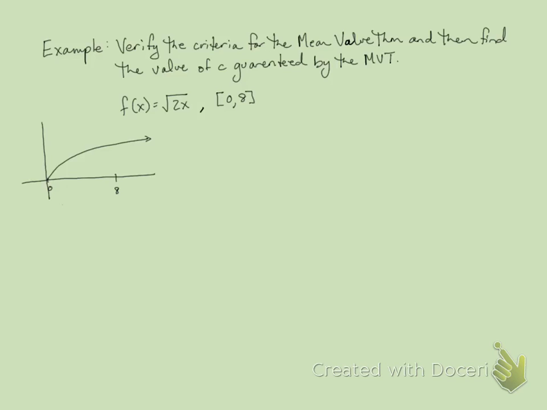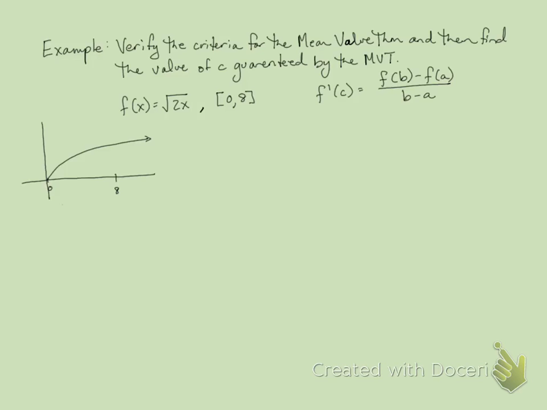Let's find the value of C that the mean value theorem guarantees us. The mean value theorem says that f prime of C is the same as f of B minus f of A over B minus A. That there exists a value C where the slope of the tangent line is the same as the slope of the secant line. So let's find the slope of the secant line first. I'm going to do that way over here.